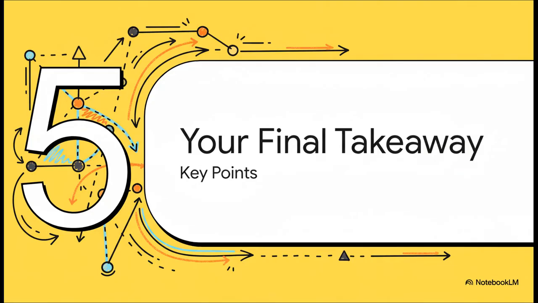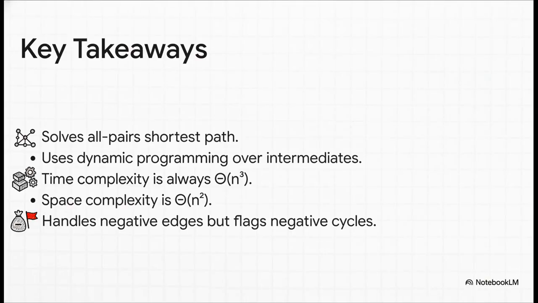Okay, we've gone through a lot. Let's wrap this up and distill everything down to the most important things you need to remember. So here it is in a nutshell. Floyd-Warshall solves the all pairs shortest path problem. It uses dynamic programming by trying out every possible intermediate city. Its performance is super predictable, theta of n cubed time and theta of n squared space. And, crucially, it's cool with negative edges, but it's smart enough to flag those problematic negative cycles.